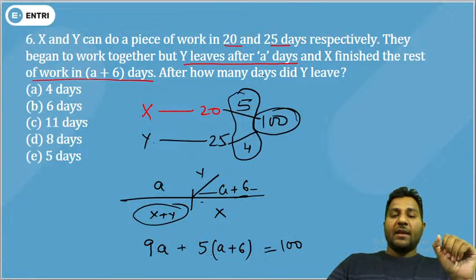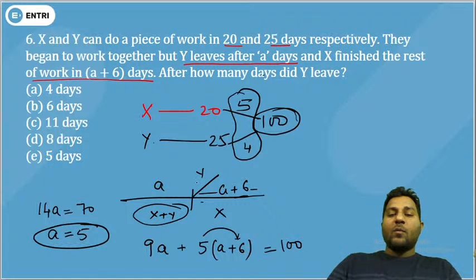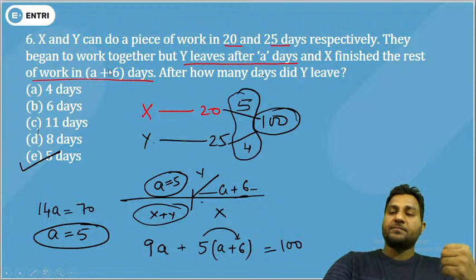So 9 and 5, that is 14A, plus 30 equals 100. That means 14A equals 70, so the value of A is 5. So Y left after 5 days. Clear answer. Option E is the correct one.